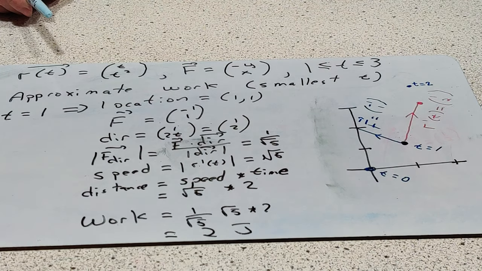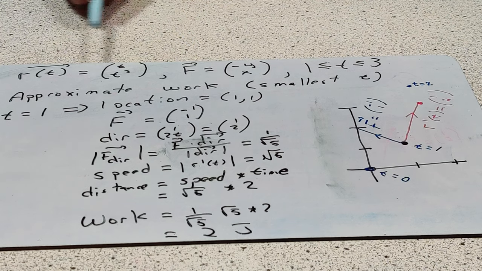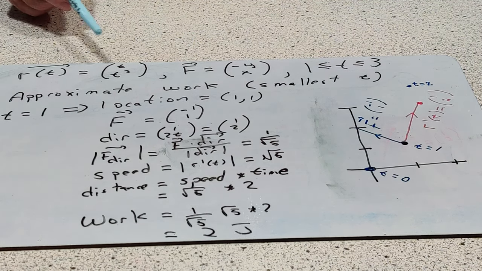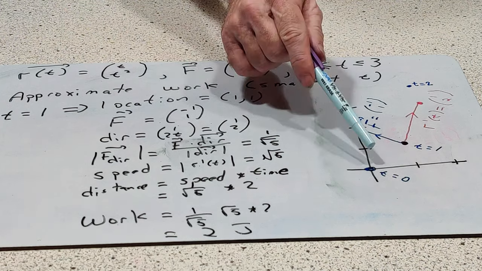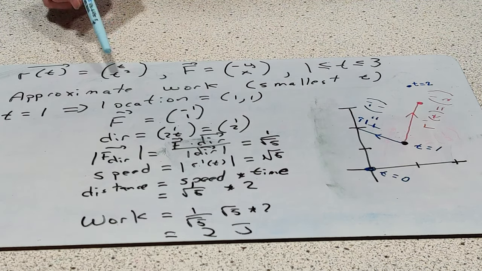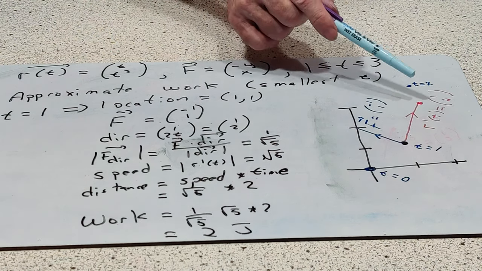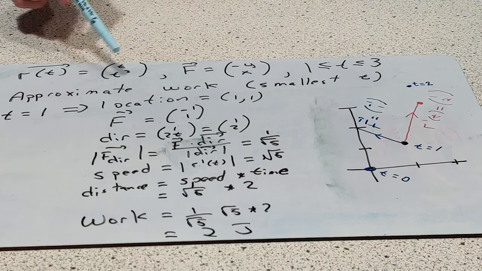We're now ready to talk about the amount of work that a force will do along a trajectory. In this case, our trajectory is r of t equals t, t squared, which is a parabola. When t equals 0, we're at the point 0, 0. When t equals 1, we're at the point 1, 1. When t equals 2, we're at the point 2, 4. T equals 3, 3, 9, etc.